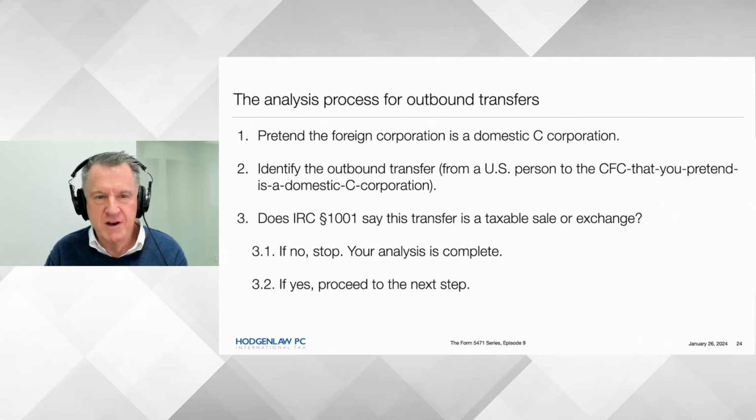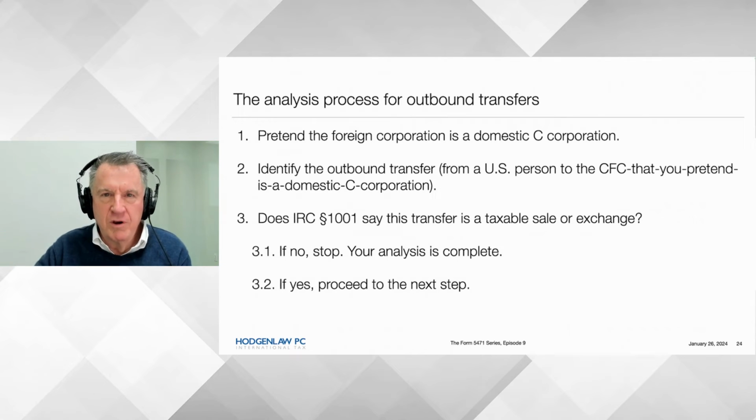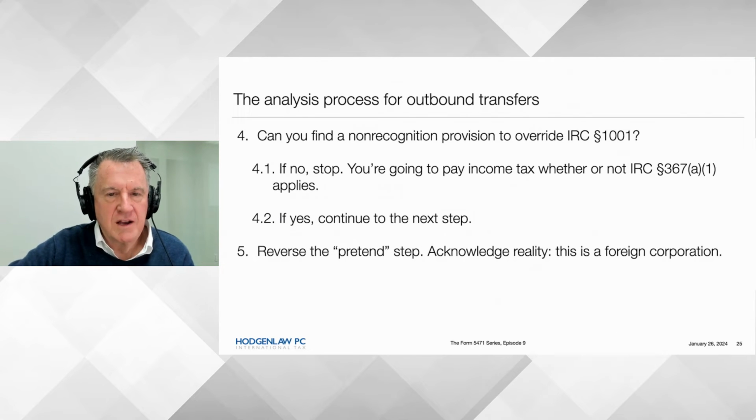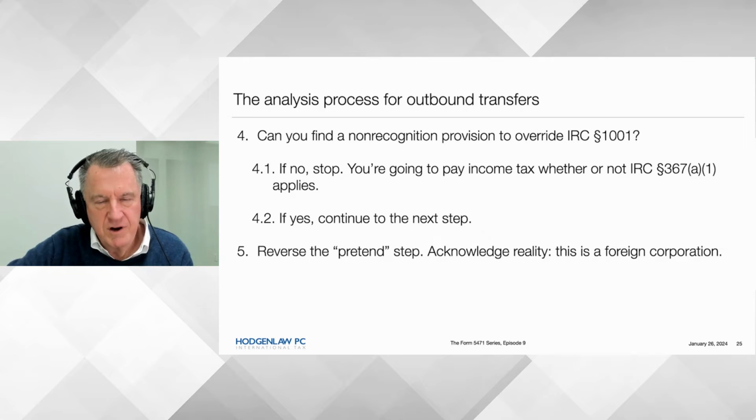But if you do have a taxable event, then we're going to go on to the next step, which is we're going to be on the hunt for something to shield us from the tax consequences of this transaction, namely a non-recognition rule. So next, we're going to hunt around for a non-recognition provision that will prevent gain recognition.